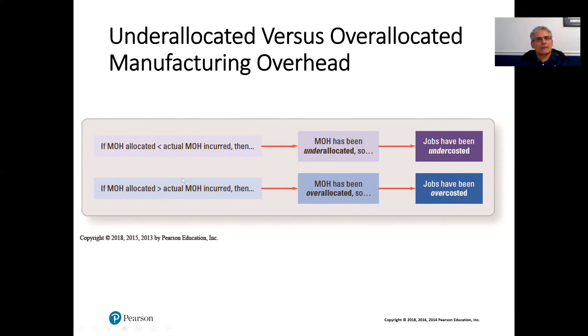Here's another graphical representation. If MOH allocated is less than the actual MOH incurred, then MOH has been underallocated, so jobs have been undercosted. In other words, it ended up costing more than what we expected. We underallocated MOH, so we have an issue. We didn't apply enough costs to our jobs. If MOH allocated is greater than actual MOH incurred, then MOH has been overallocated, and that means jobs have been overcosted.